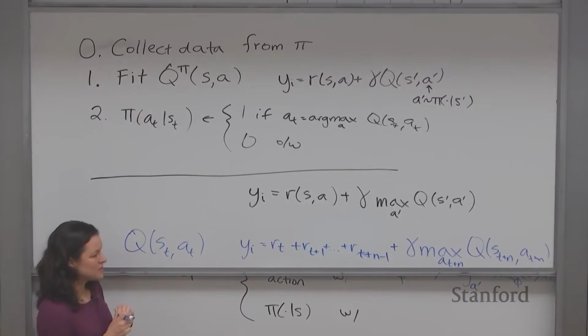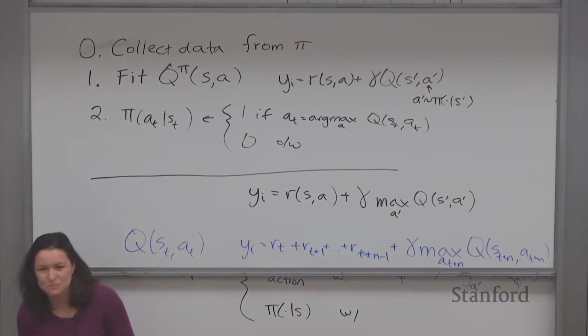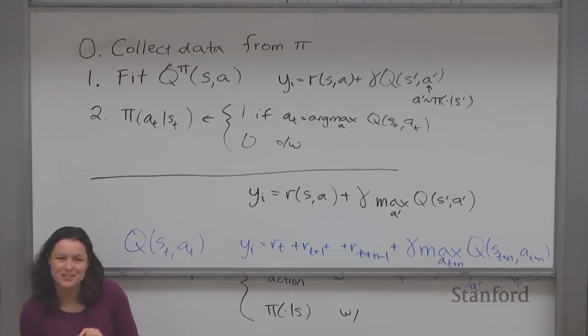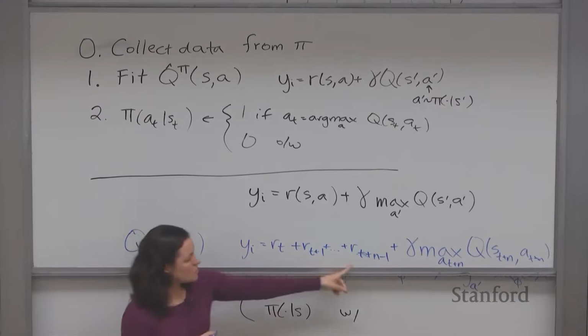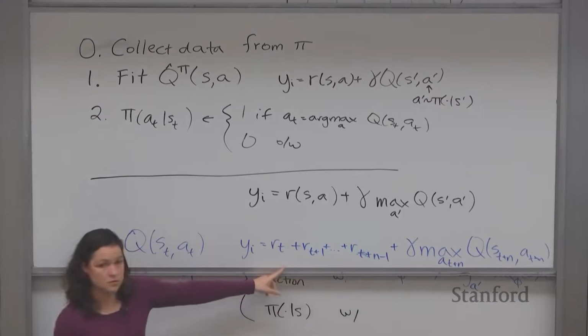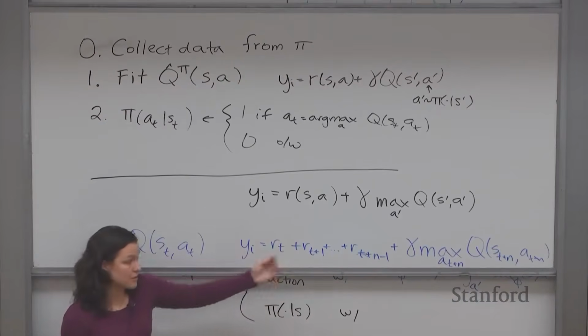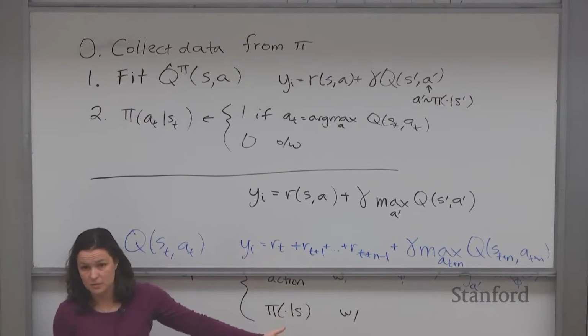Does anyone see any potential issue with using this target? Yeah, so if you're doing this off policy, these r's will be coming from whatever policy you used in the replay buffer, rather than the optimal policy, which is what you're trying to estimate the Q for.